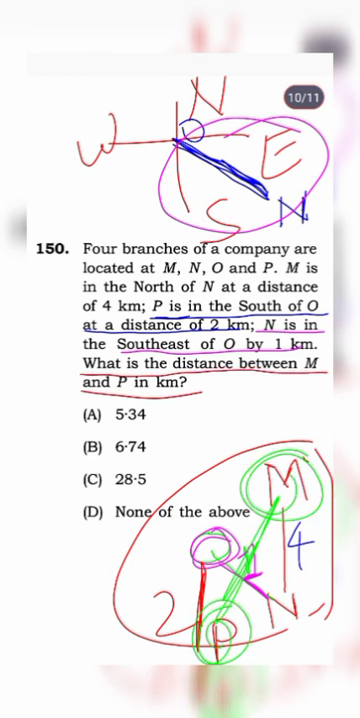We have to find the distance between M and P. See, this question, according to the board, if we see the options, the question will become difficult. If we solve it simply, then it will be easier for us. But the board has given a solution which you will see is a bit complicated.